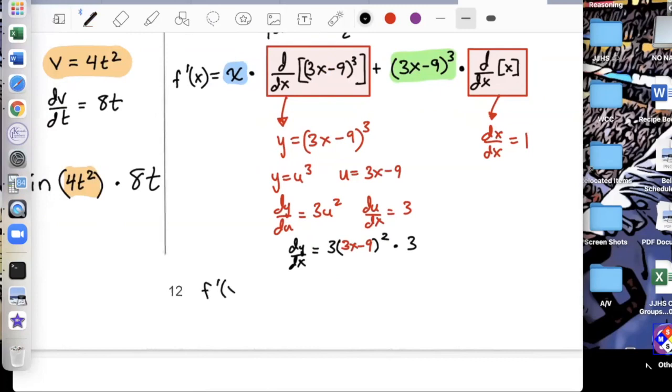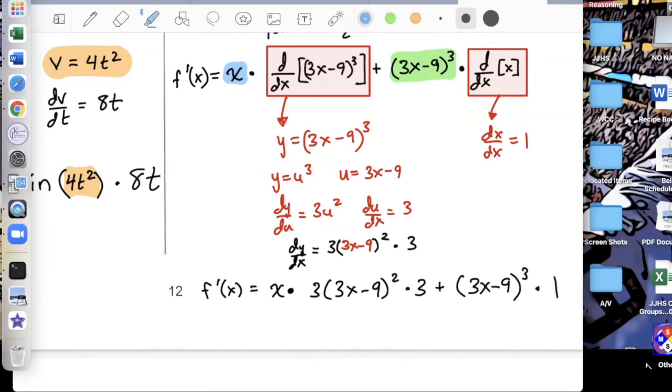All right, so f prime of x is going to be, well, I got the x multiplied by 3 parentheses 3x minus 9 squared times 3 plus the 3x minus 9 cubed. I'll put the times 1, but you don't really need it, I guess. Right? So this just came along for the ride. This just came along for the ride. Everything else was a derivative.